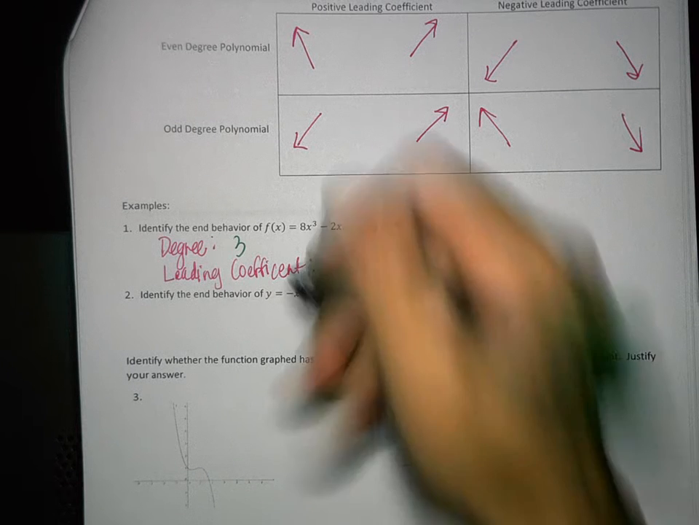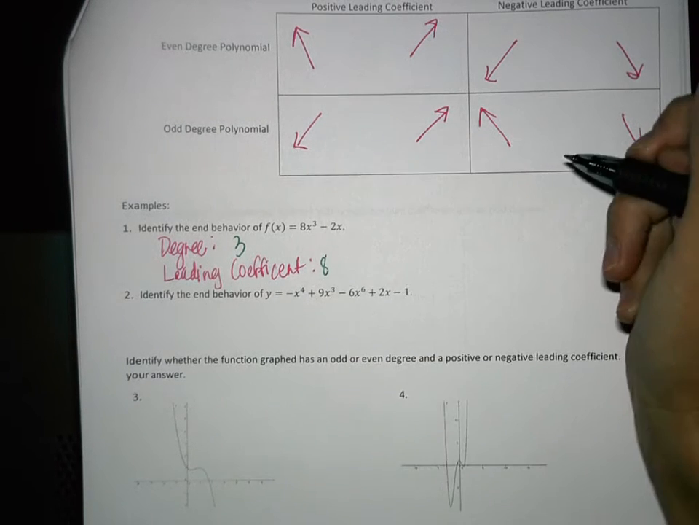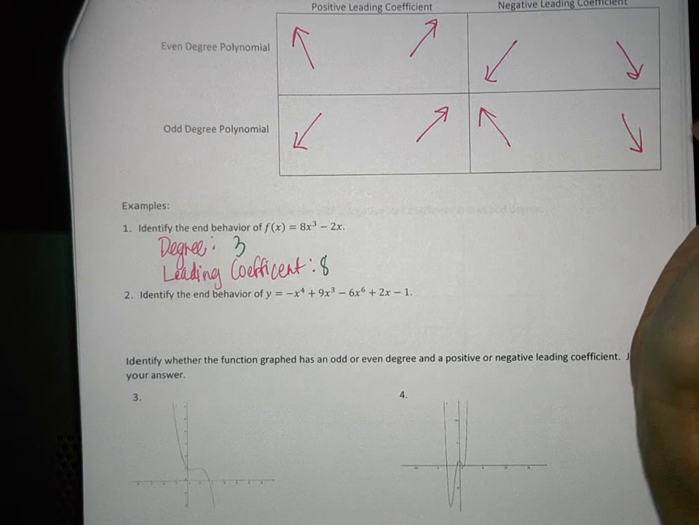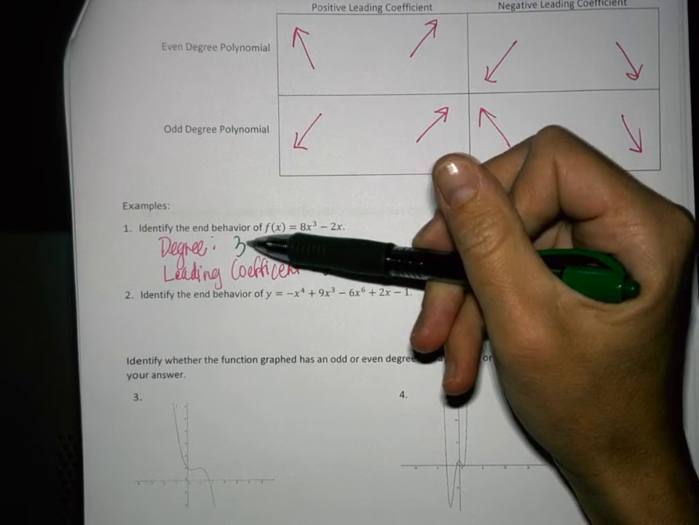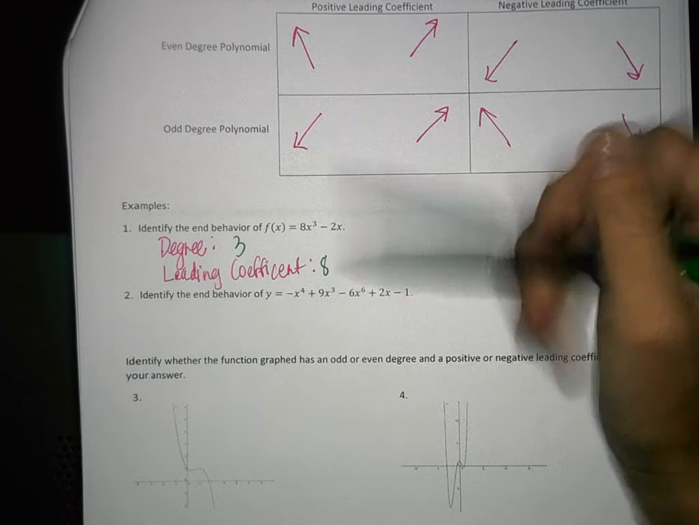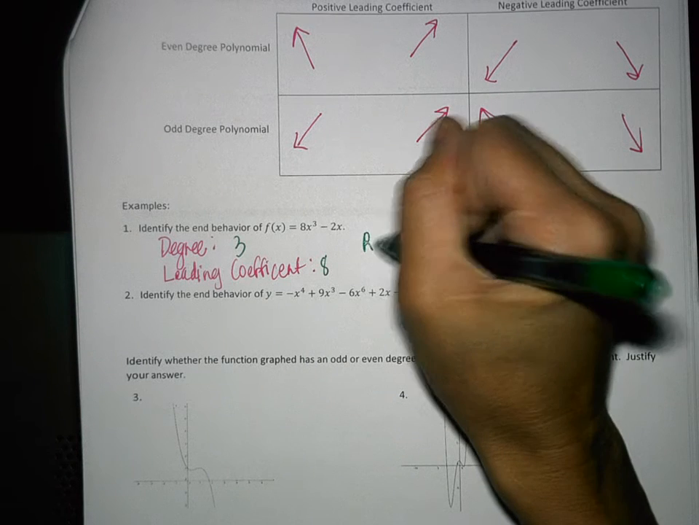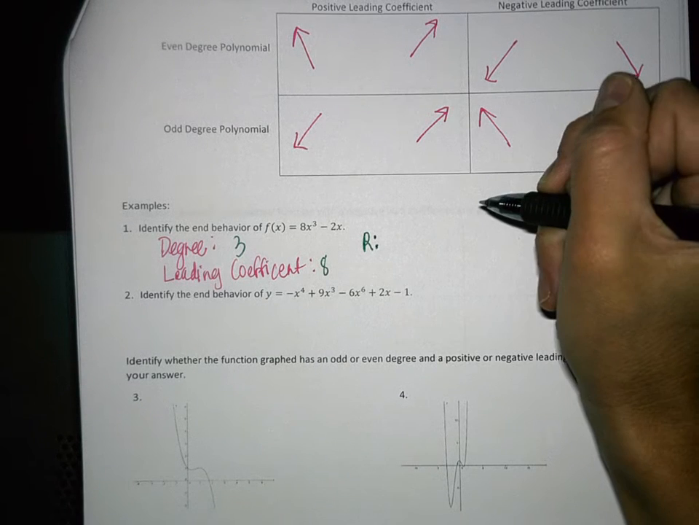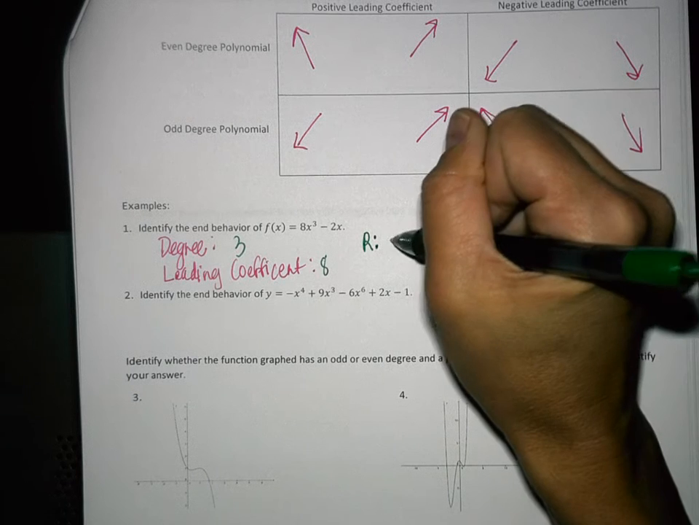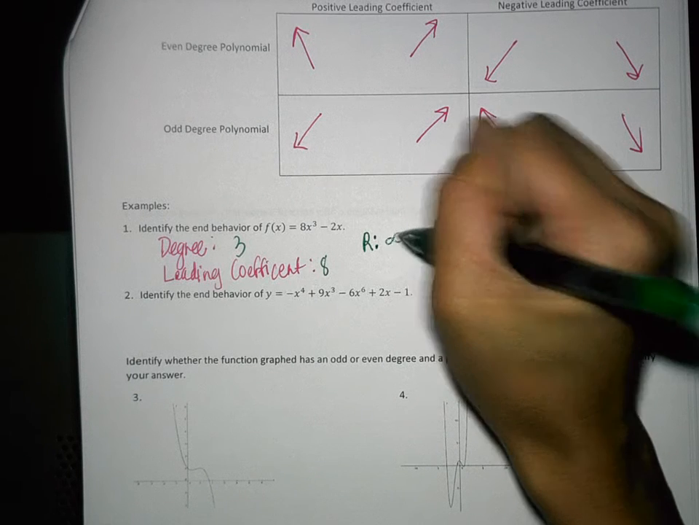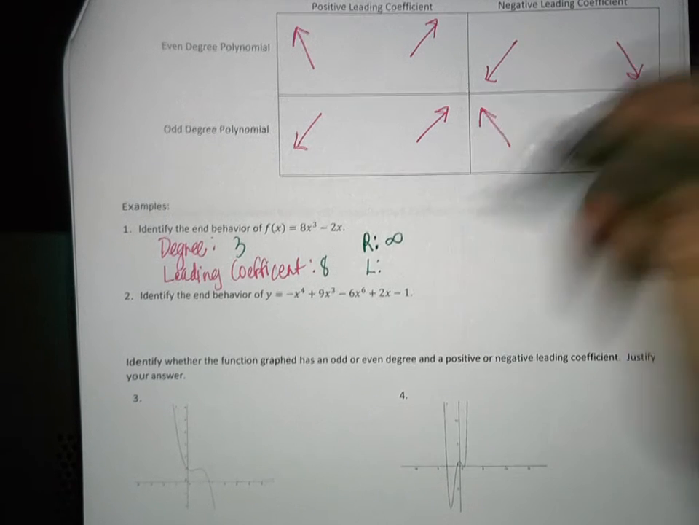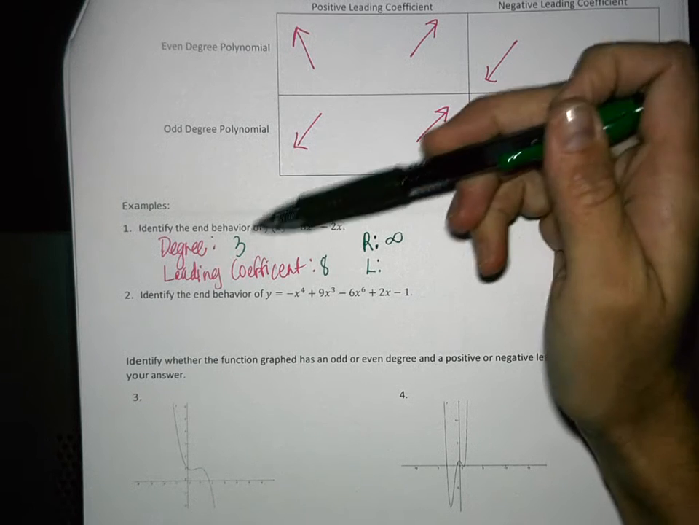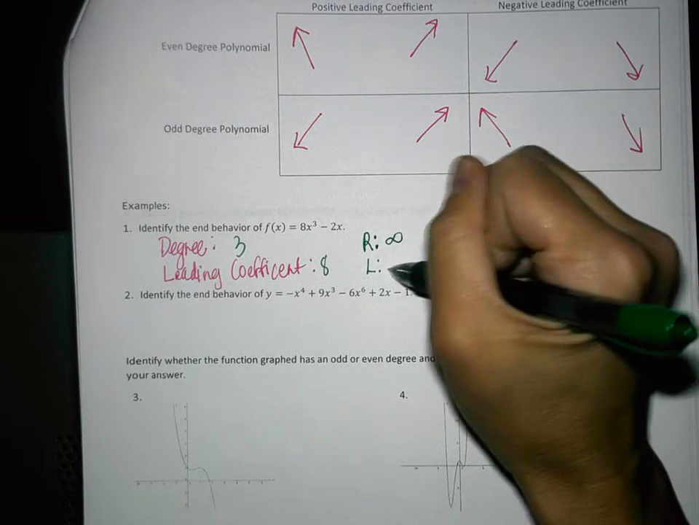Good. And specifically, it really just means is it positive or negative, right? So my degree is odd, and my leading coefficient is 8. So on the right side, my right end behavior, what's going to happen? It's going to go to positive infinity. And my left end behavior, because the degree is odd, is going to go to negative infinity.